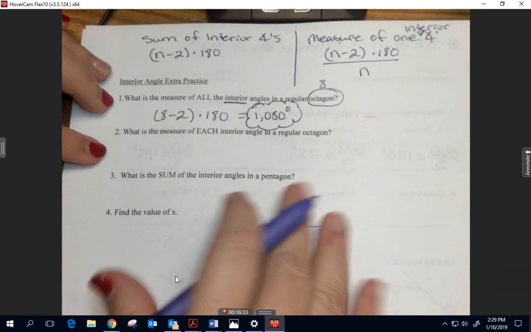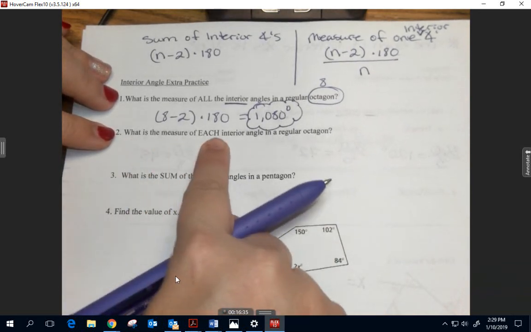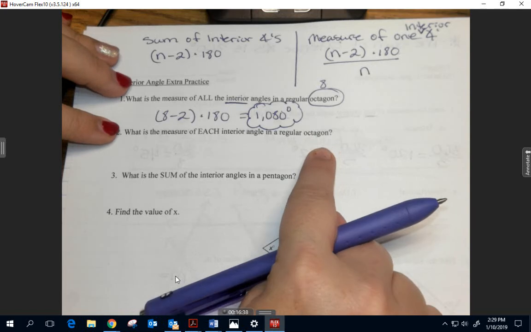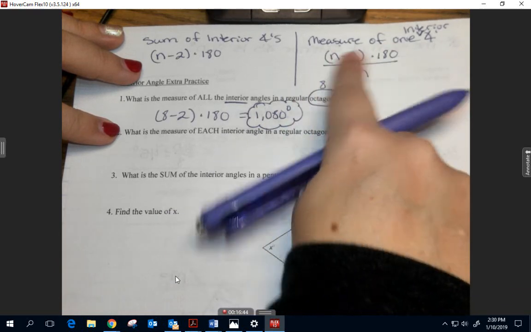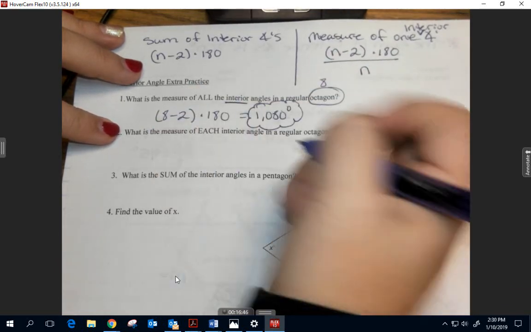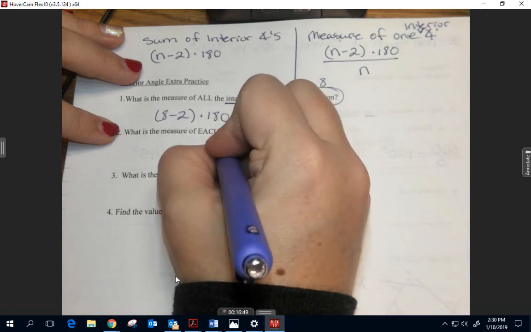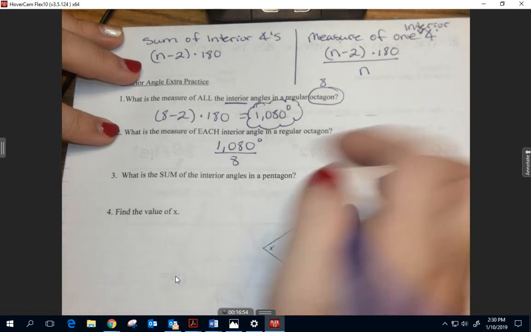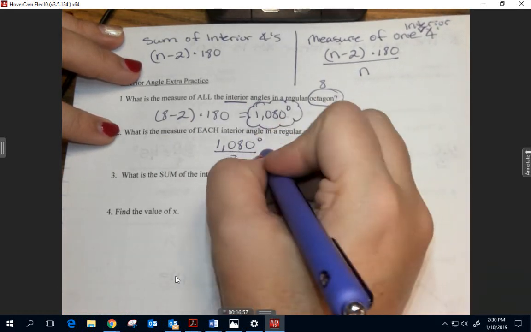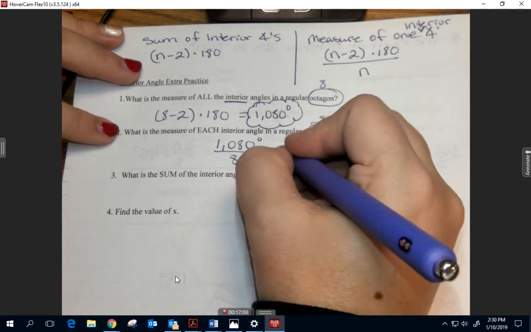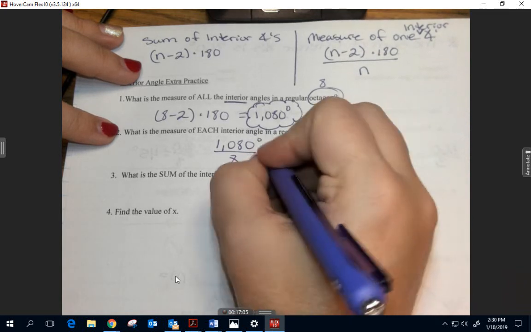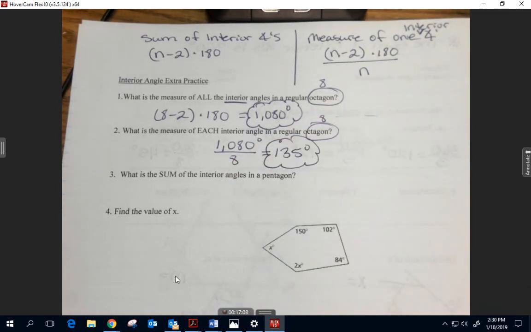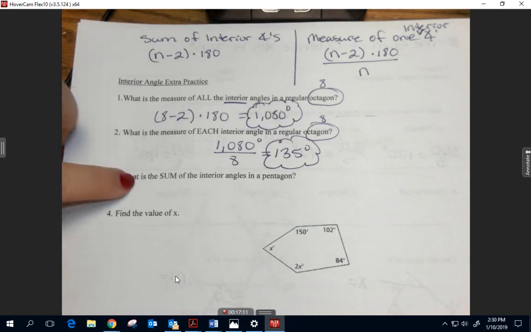Okay? And now it says, what is the measure of each interior angle in a regular octagon? So what are we going to do with it? We've already done half the work, right? So what are we going to do with that 1,080? Divide by the number of sides, which an octagon, of course, has 8. 135. Everybody agree with that, 135 degrees? 135 degrees for 1. Okay. So you're going to do 3 and 4 on your own.